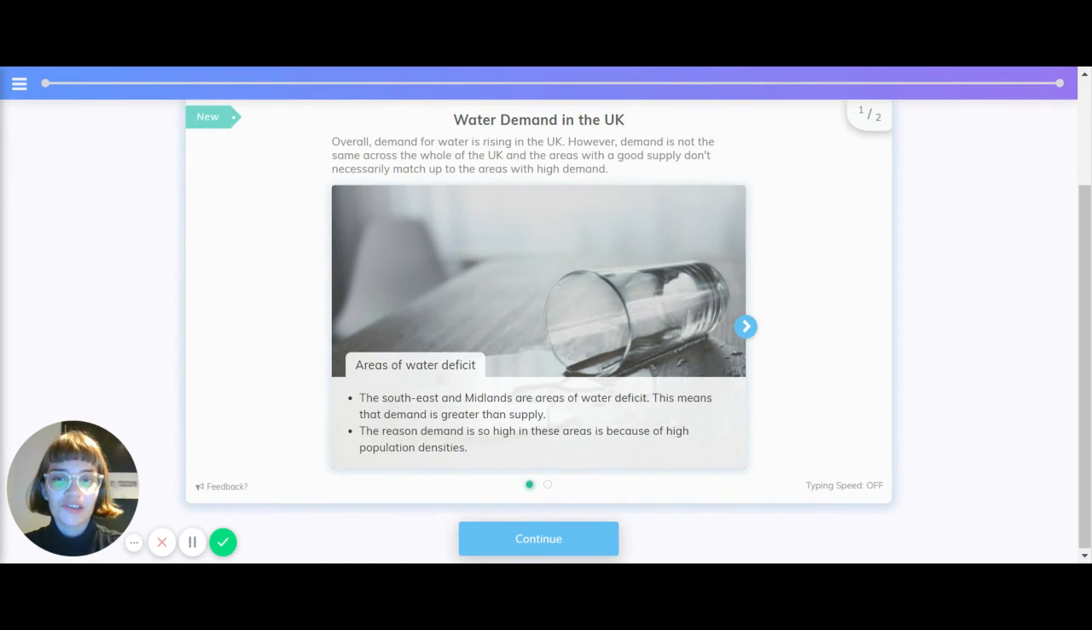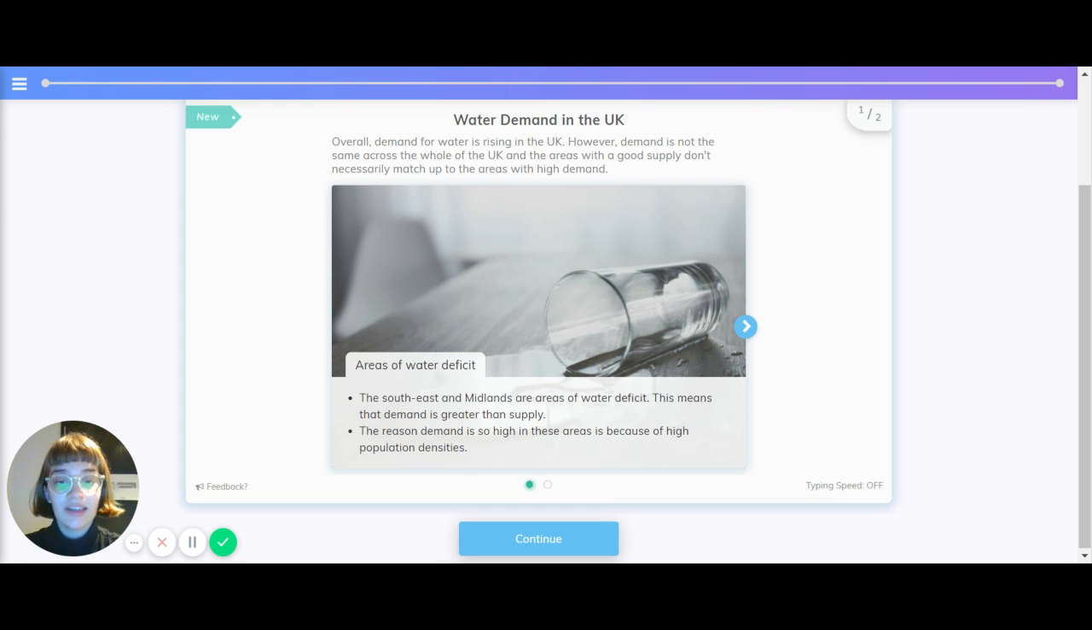Hiya, let's take a look at water in the UK. Overall demand for water is rising in the UK, but demand is not the same across the whole of the UK, and areas with a good supply don't necessarily match up to the areas with high demand. So there are areas of water deficit, which means not enough supply. The South East and Midlands are areas of water deficit, which means that demand is greater than supply.